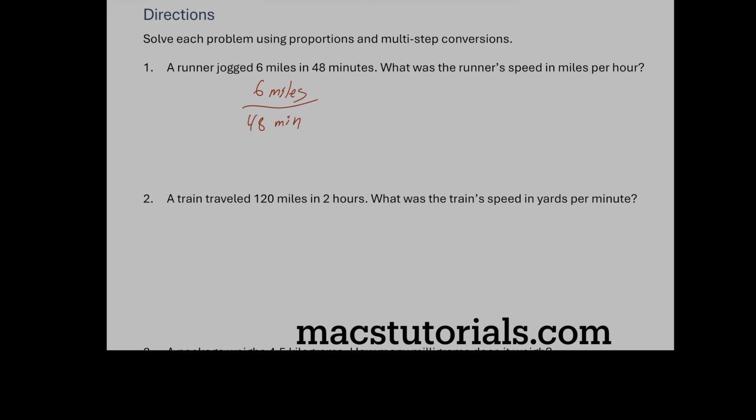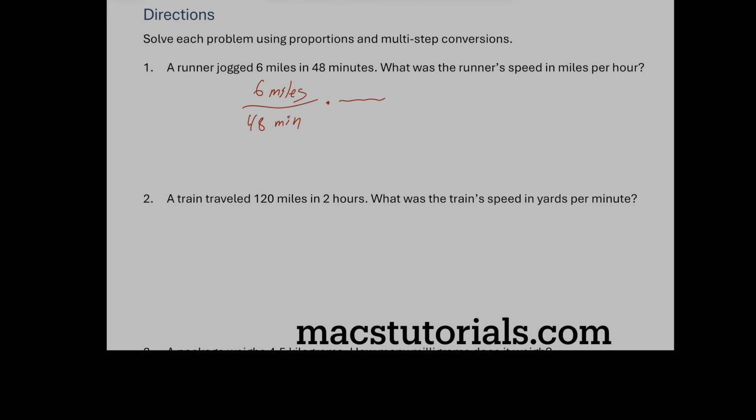Notice that I write down the miles and minutes. A lot of times we get lazy and don't write these down, but when we're converting units, it's super important that we do that because we've got to keep things on the correct side. What was the runner's speed in miles per hour? So the cool thing is I get to keep the miles. I don't have to change that. The only thing I have to change is the minutes to hours.